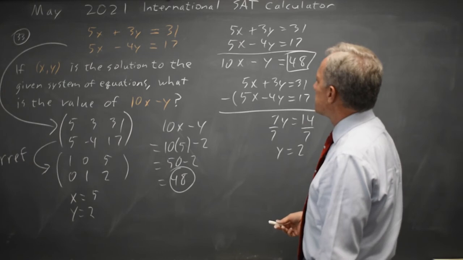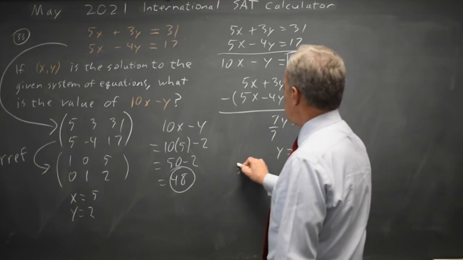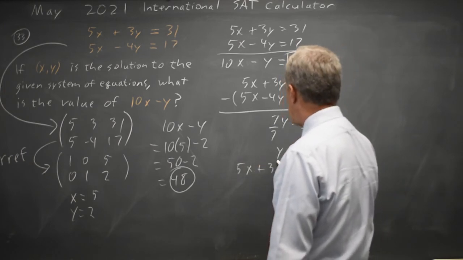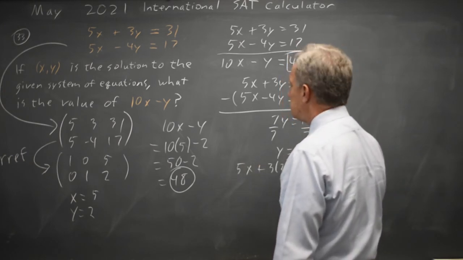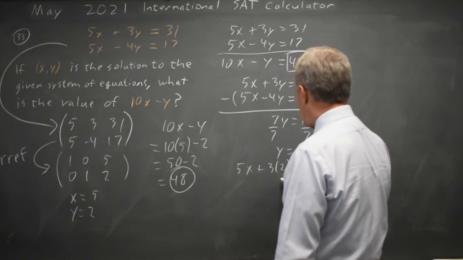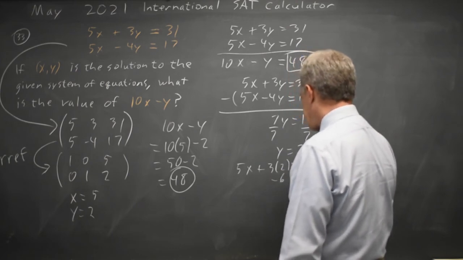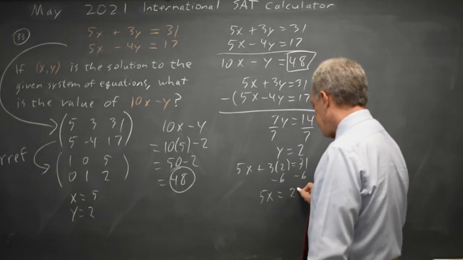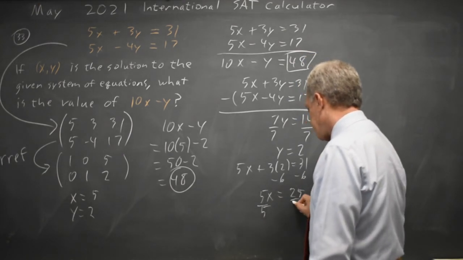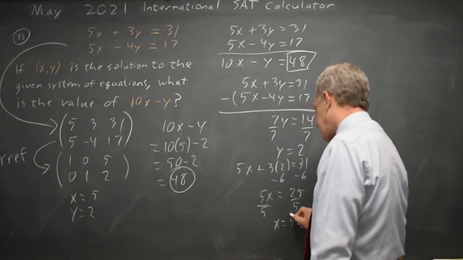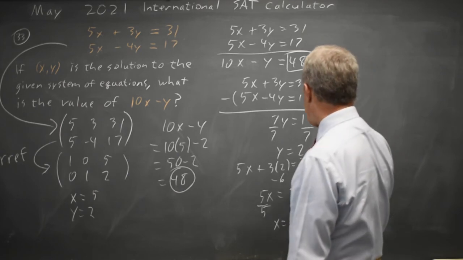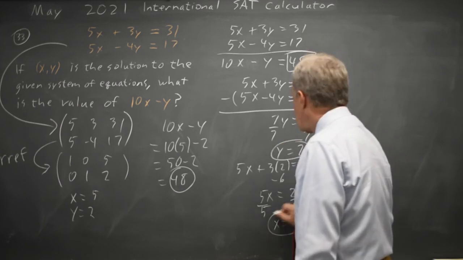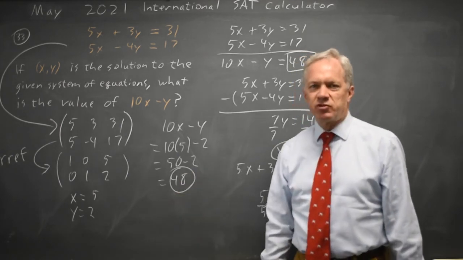I can substitute that into either equation. 5x plus 3y is 5x plus 3 times 2 equals 31. 3 times 2 is 6. I'll subtract 6 from both sides. 5x equals 31 minus 6, which is 25. Divide by 5. I get x equals 5. And now that I have x and y, I can solve for this expression as I did before.